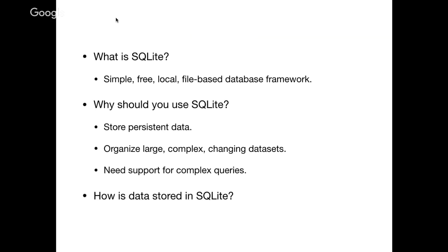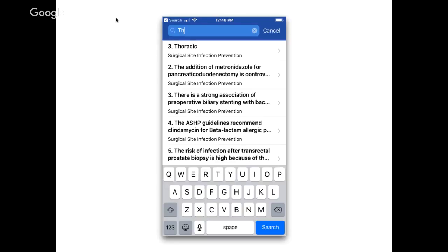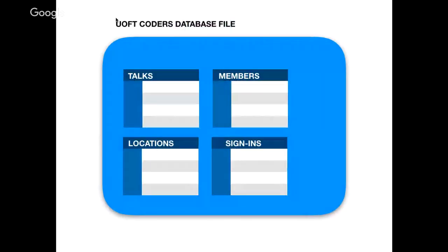And now, how is data actually stored in SQLite? This is where I'm going to get into the basics of the structure of SQLite and how we start using it to store data. So this is just a conceptual overview. Apologies for the very basic graphics here. I put this together in the last couple of days.